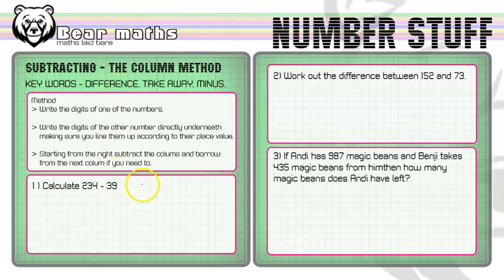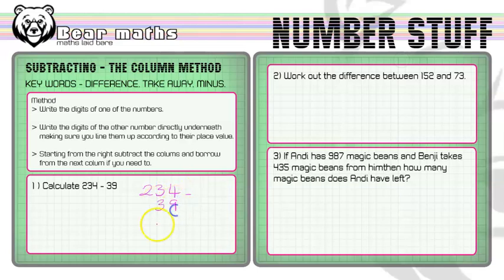So I'm going to write down the first number. It's important that we write the first number this time. When we add, it doesn't matter what order we add in, but when we take away or subtract, it does. So we're going to do 234 and we're going to take away 39.